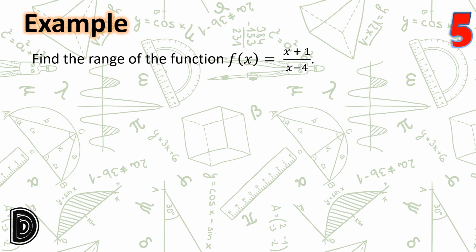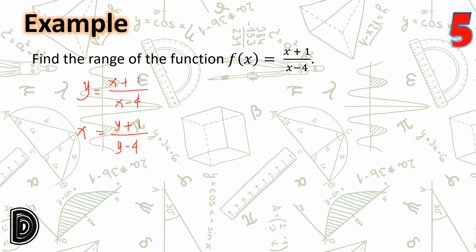So to find the range of the function f of x, we need to find the domain of its inverse function. And to do that, we'll get the inverse of this rational function. Let us recall the methods of finding the inverse function. So to do that, we write f of x as equal to y. Then we have x plus 1 over x minus 4. The next is to interchange the variables x and y. Hence, we will have x is equal to y plus 1 over y minus 4.